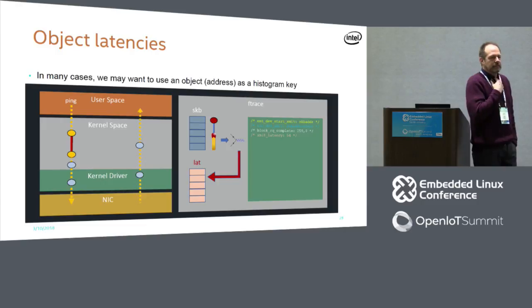Yeah, I'm not quite sure. This is an example. I'm not a networking guy, so I'm assuming that you have an SKB address, and then you have the two events on that address, and you'll get the first event, and then at some point later you get the second one before it gets recycled. So I'm not really. Okay.